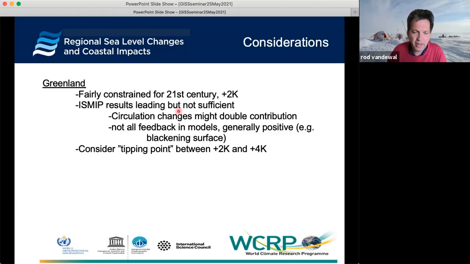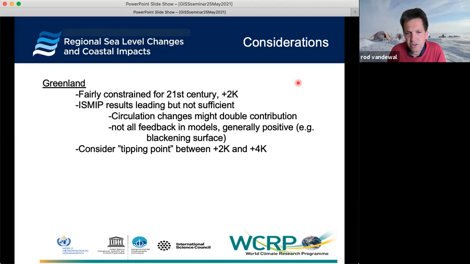For Greenland, the idea is that for the 21st century, the contribution to sea level rise is fairly constrained as long as the temperature change is small. So in an RCP 2.6 scenario, we probably can use the ISMIP results, which have been coming out over the last 1.5 years, to get a reasonable high-end estimate.